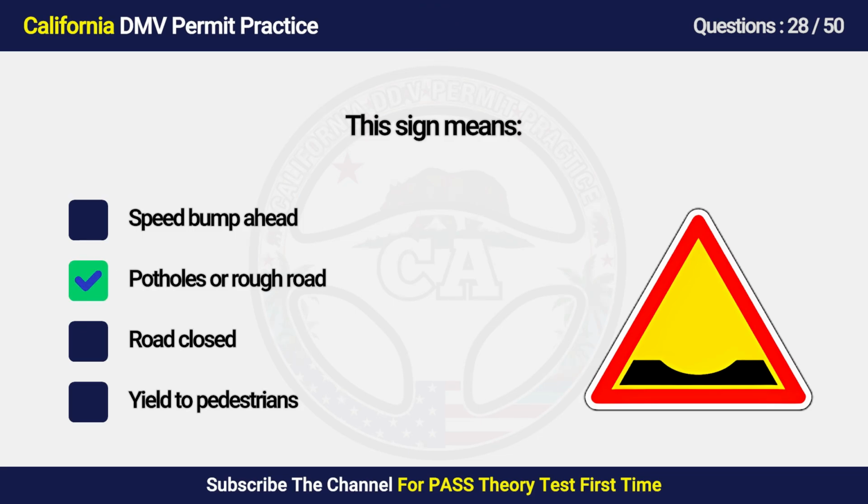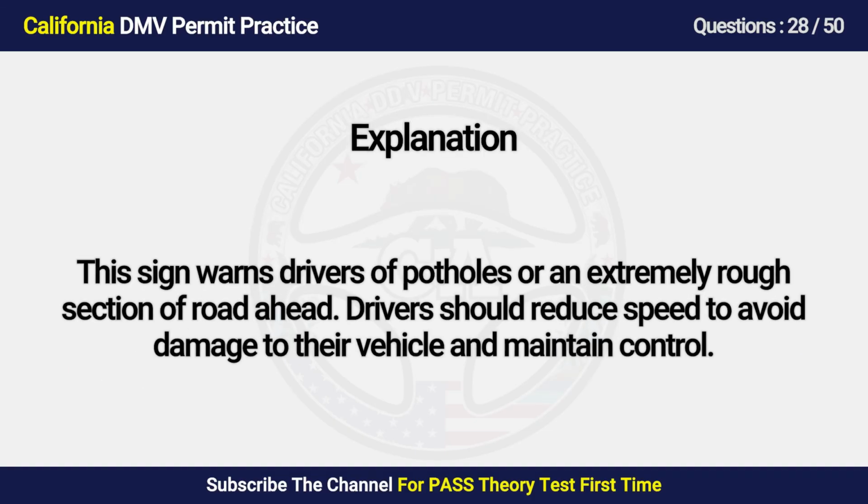Answer is B. Or rough road. This sign warns drivers of potholes or an extremely rough section of road ahead. Drivers should reduce speed to avoid damage to their vehicle and maintain control.